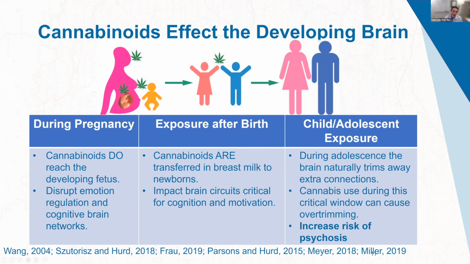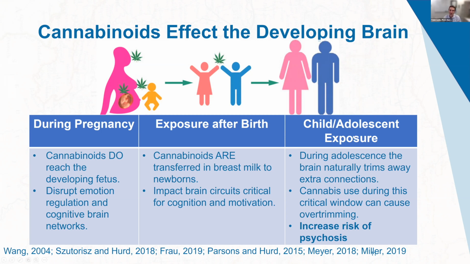These are typically brain circuits that are involved in things like motivation, inhibition, things like that. And it's affecting these parts of the brain that we actually see are impacted in psychosis. So there's this overlap in the areas that we see disrupted in psychotic disorders and areas that cannabis seems to impact. And that's part of why we think that cannabis puts people at risk for psychosis.